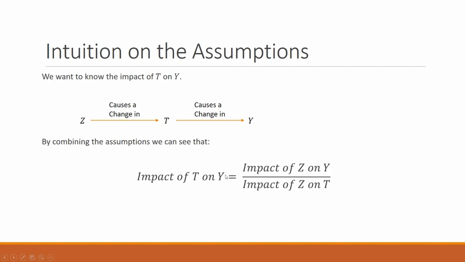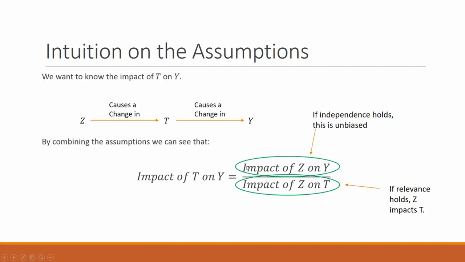The impact of T on Y is equal to the impact of Z on Y divided by the impact of Z on T. How does this work? Well, first, this utilizes our assumptions. It utilizes the three assumptions. How does it do it? Well, the denominator here is the impact of Z on T. Z will have an impact on T if the relevance assumption holds. So if the relevance assumption is true, then Z will have an impact on T.